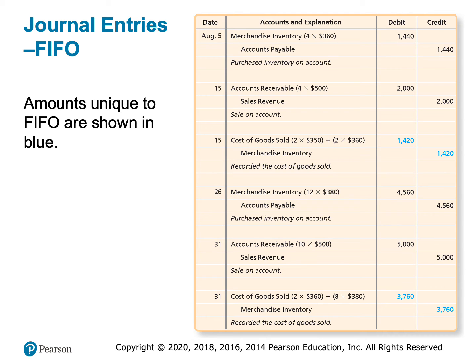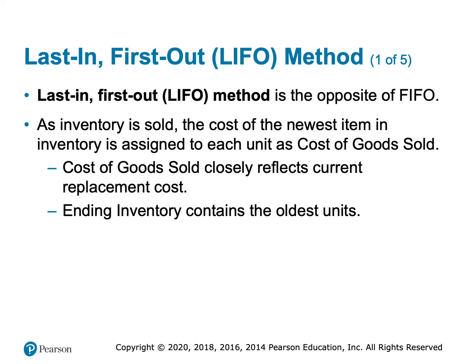So now here are those journal entries that we just talked through, that we just did under FIFO, and hopefully you've got those written down in your notes and you've checked yourself and they're all correct. So now let's look at another method. The next method we're going to look at is called LIFO.